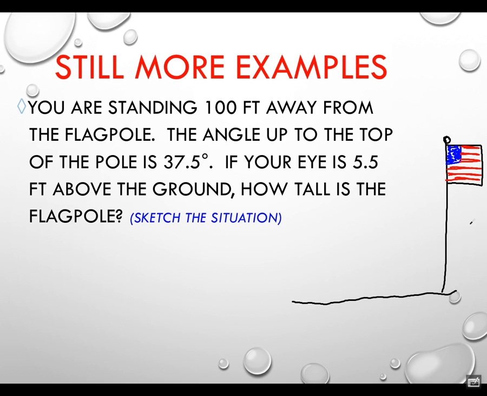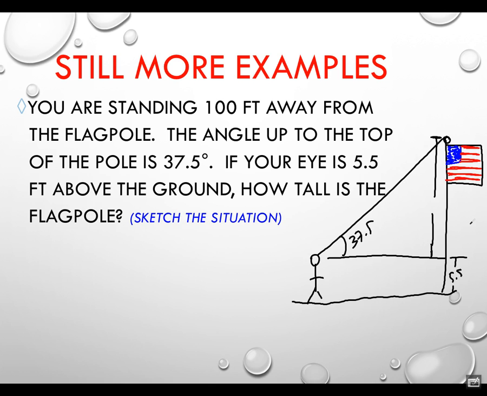Come straight across. Go up to the top of the flagpole. How big is that angle? 37.5. So you just subtract 5.5. So I split the height of the flagpole into two distances, 5.5 and, I don't want to draw on my pretty flag, this distance. What do you want to call that distance? W. Yeah, I'm okay with W.